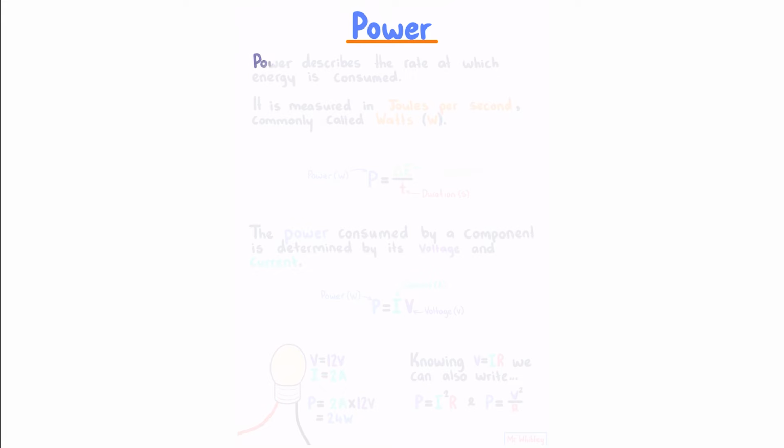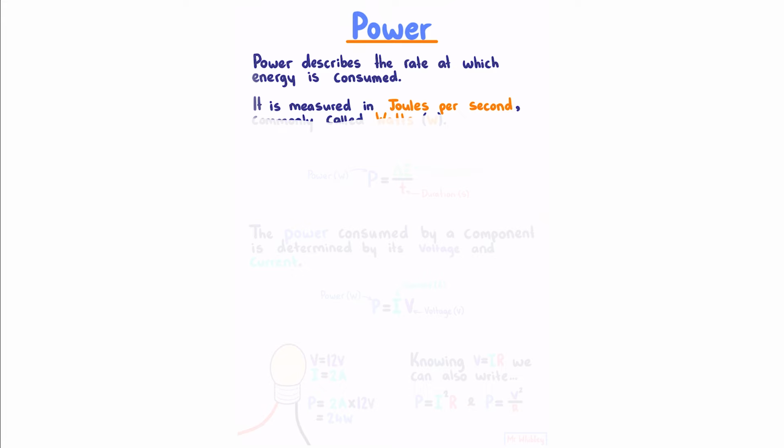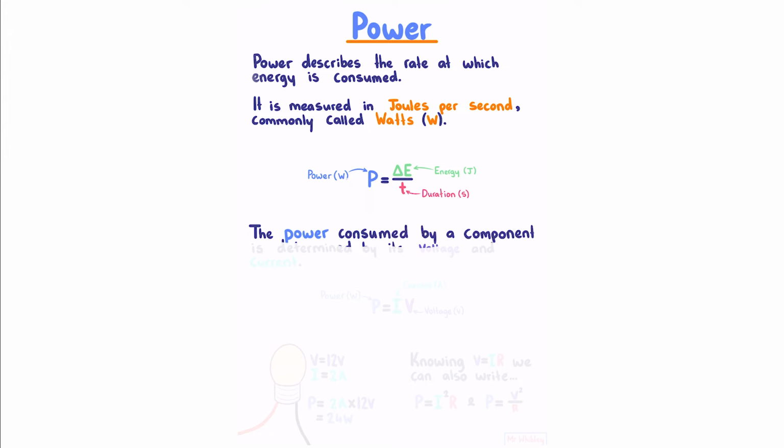Power. Power describes the rate at which energy is consumed. It is measured in joules per second, which are commonly called watts. As an equation, the power is the change in energy divided by the duration over which it changed. The power consumed by a component is determined by its voltage and current. Specifically, the power is the product of these two.